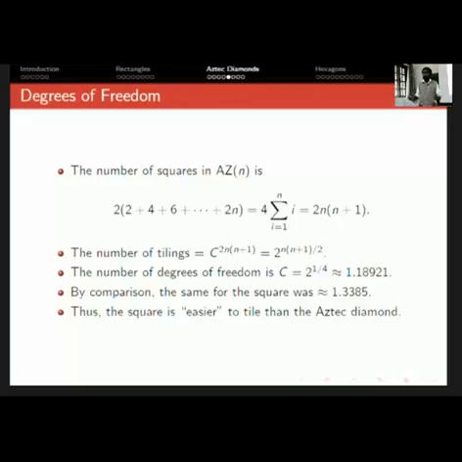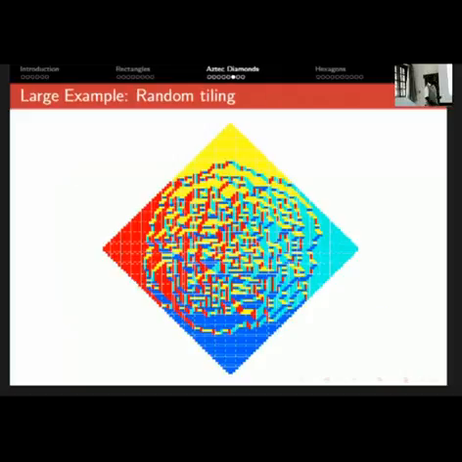So in other words, if you drop dominoes randomly on the 2n by 2n cell, it's very likely that you are going to be able to complete it. But if you do that with the Aztec diamond, it's less likely that you are going to be able to complete it. Okay, this is the intuition.